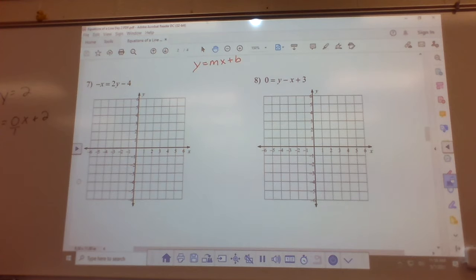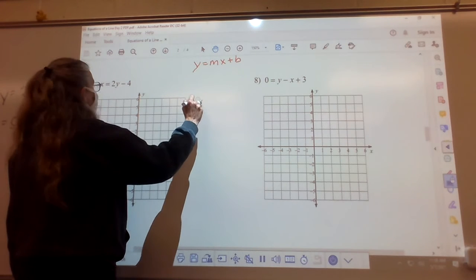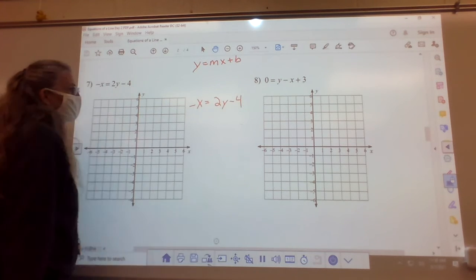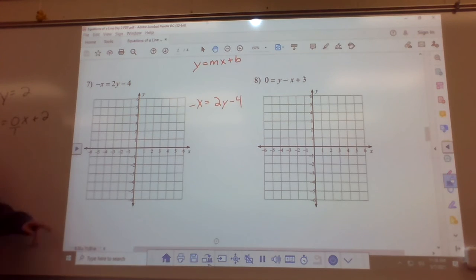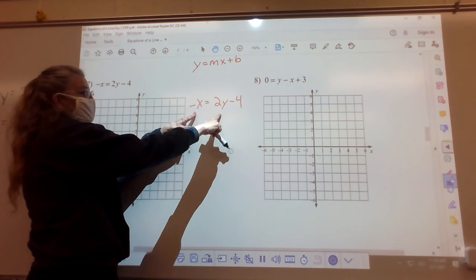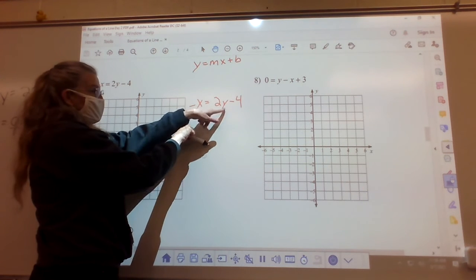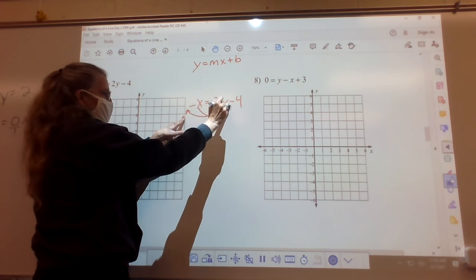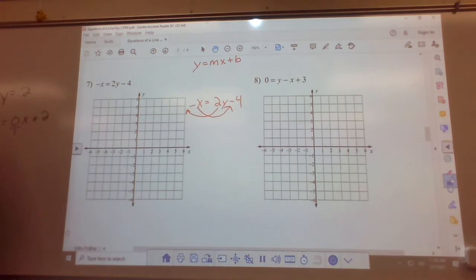So what I need to do is go ahead and rewrite this. Negative x equals 2y minus 4. Right now, these two things are on the wrong sides. I need the y in front, I need the x in back. So the y I'm going to move in front, the x I'm going to move in back. Those two things have to trade sides. And anytime you trade sides, you have to change the sign.